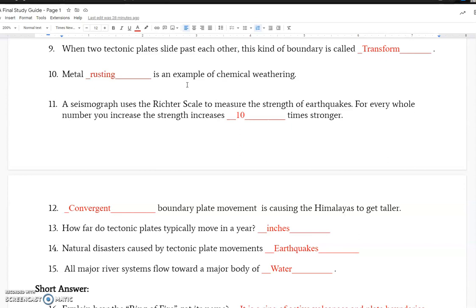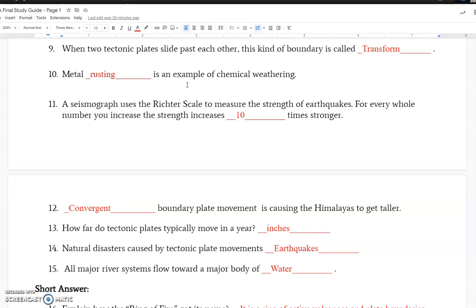Number 12. You're looking at a boundary that causes mountains to get taller. Remember, that would be a convergent boundary. They're coming together and pushing up on the crust of the Earth as it moves up and up and up. That is a convergent boundary. How far do tectonic plates usually move in a year? Around 12 inches, and less than 12 inches in most cases.